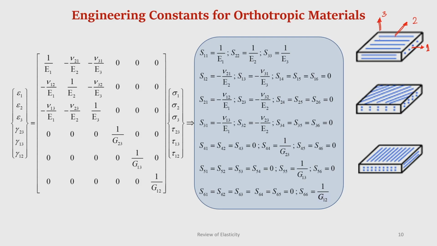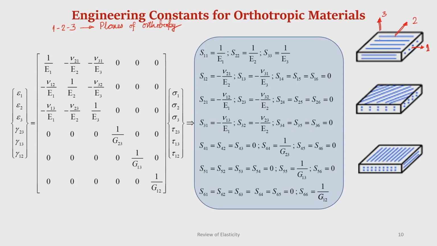Okay. So, now generally these 1, 2, 3 are the planes of orthotropy. I mean 1, 2, 3 are the axes, but 1 means the corresponding plane where 1 is the surface normal. Okay. So, these are the 3 perpendicular planes of material property symmetry in orthotropic material, and hence we write everything with respect to 1, 2, 3. Just replace this x, y, z by 1, 2, 3.